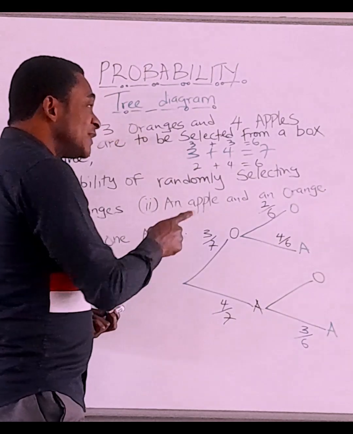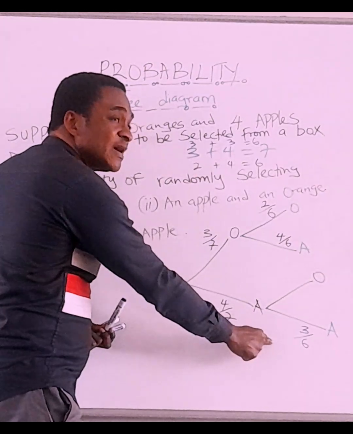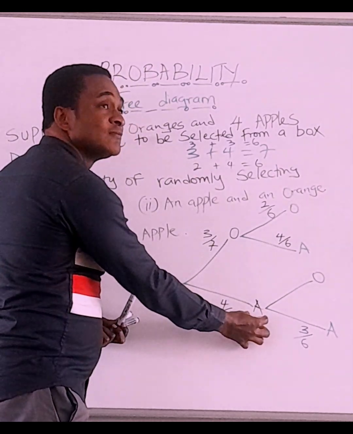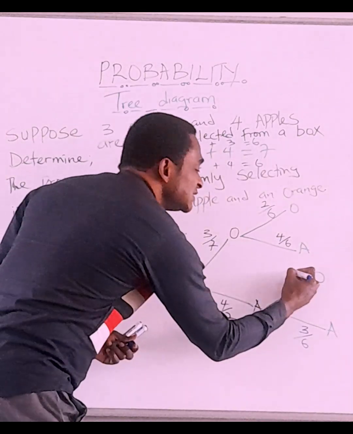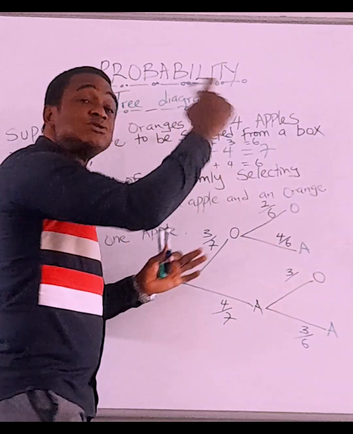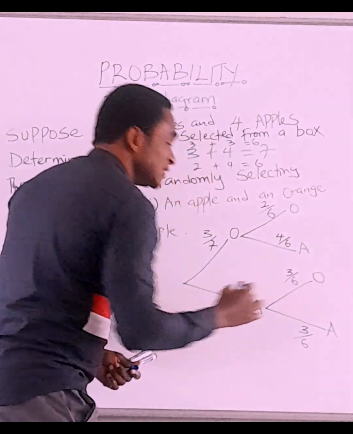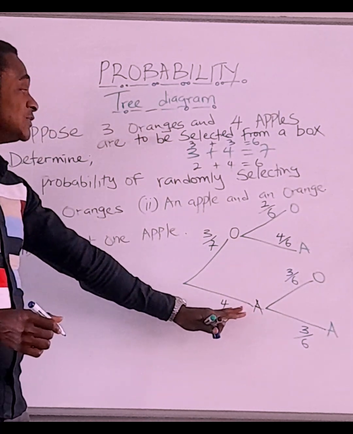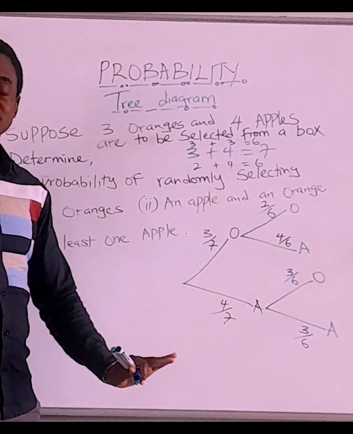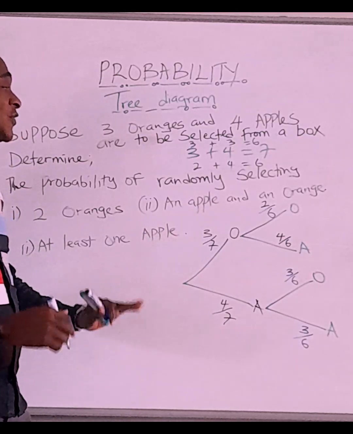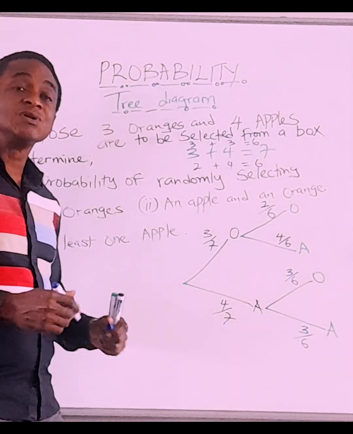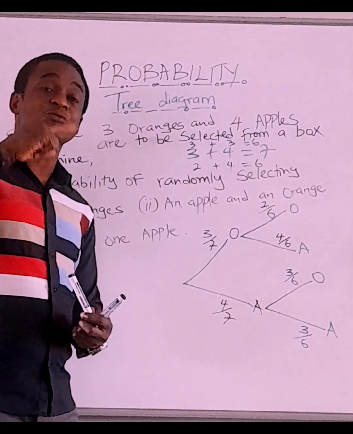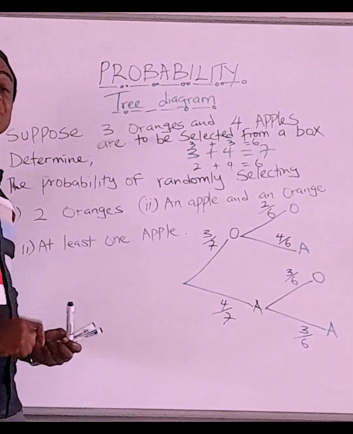But I did not touch my orange. If I'm going through this path, I chose an apple. So my orange is still intact. I still have 3 of them, but now the total number has reduced to 6. So this is what happens when we are working around not being replaced. Remember, you must look out for that explanation if they're asking you if the first item was replaced or not replaced.